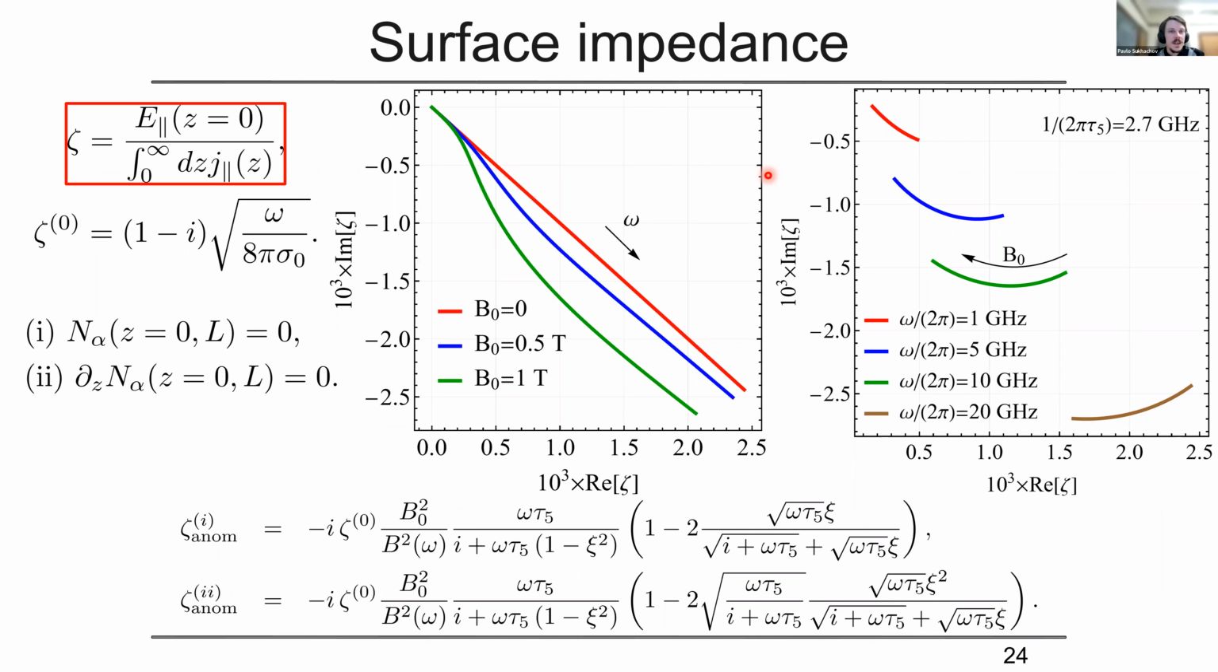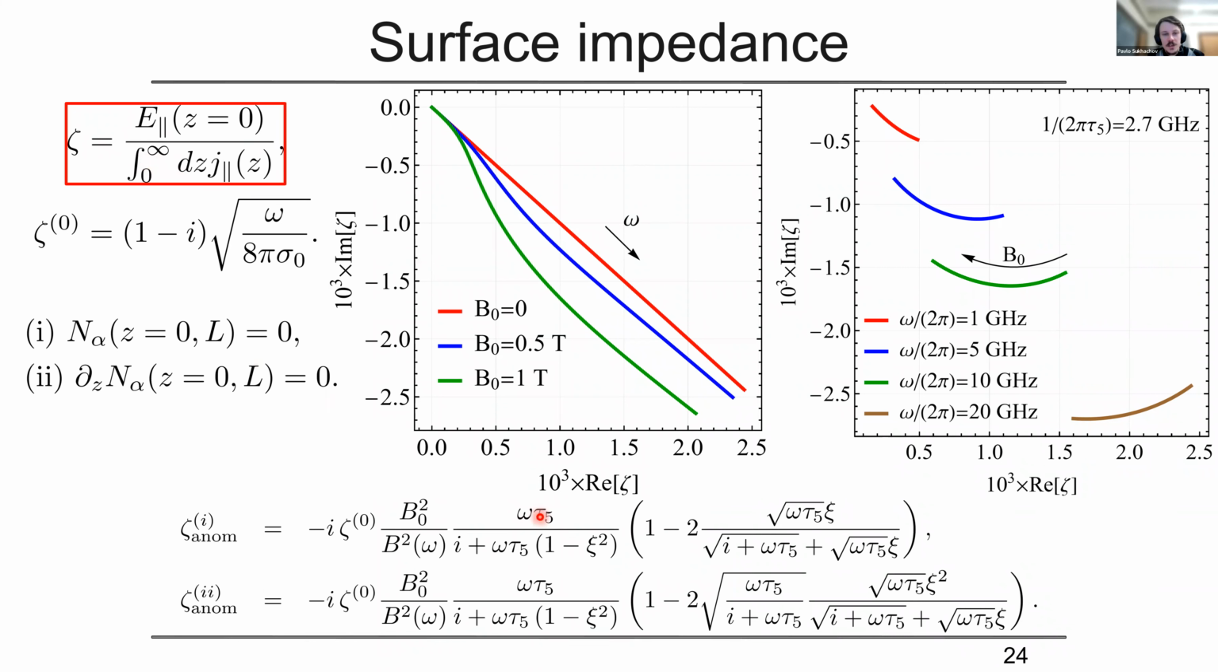Okay. Unfortunately, the effects here are not that drastic as for penetration of the electromagnetic field. Just to remind, surface impedance is defined as the electric field divided by the total electric current in the slab, so essentially the current density integrated over the whole thickness of the slab, which is assumed semi-infinite in this case.